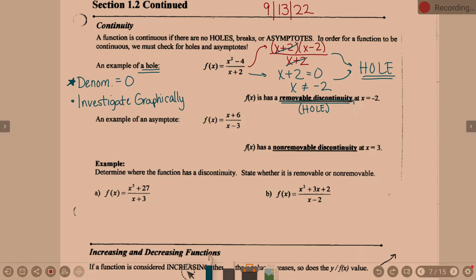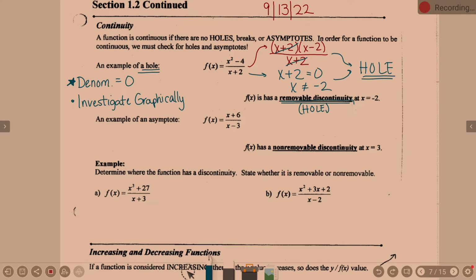Because the top factored, right? The top factored into x plus 2, x minus 2, and because this factor cancels, that tells me it's a hole. And I think I suggested to some of you graph this. And if you graph it, it's a line. And technically, there's a hole at x equals negative 2. Not that you can really see it.